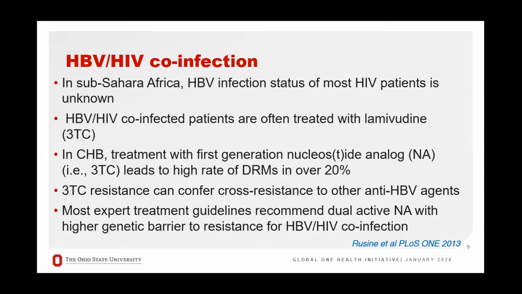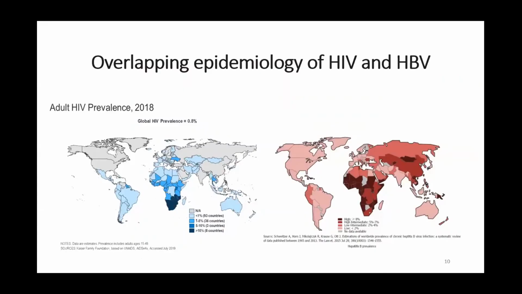Therefore, most treatment guidelines recommend dual active nucleoside analogs with a higher genetic barrier to resistance for Hepatitis B virus HIV co-infection. So 3TC is not the only drug that should be given to a co-infected patient. Other drugs should also be considered to treat Hepatitis B virus HIV co-infected patients.